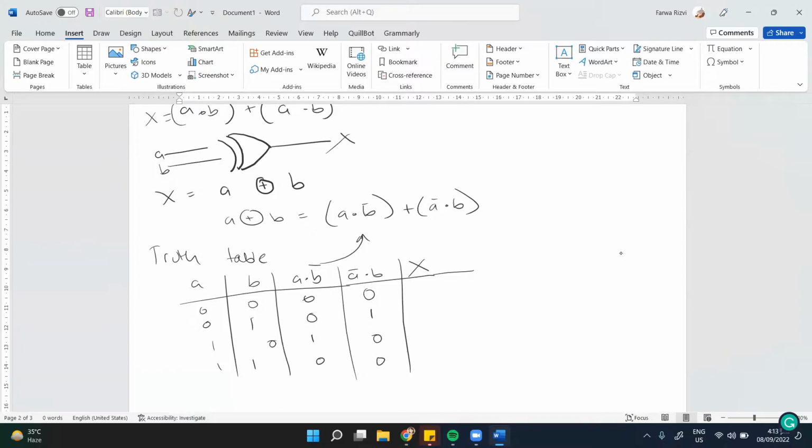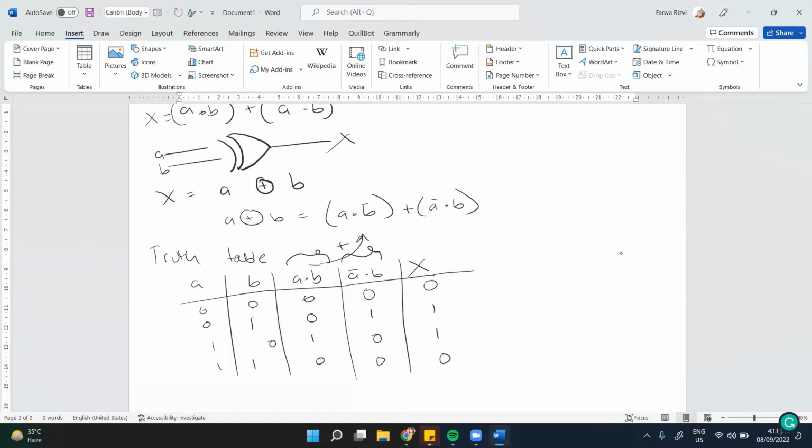And now X is basically adding these two columns. So it's going to be 0 plus 0 is 0, 0 plus 1 is 1, 1 plus 0 is 1, and then 0 plus 0 is 0.